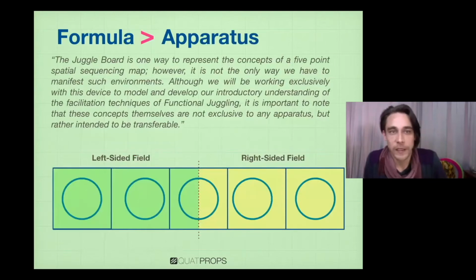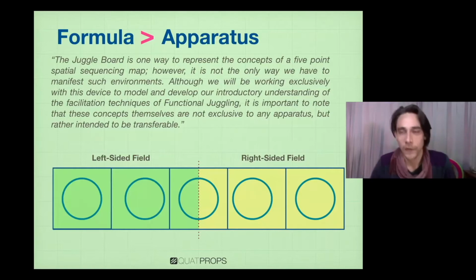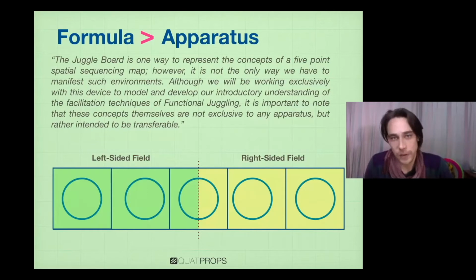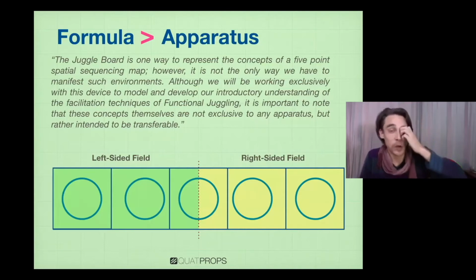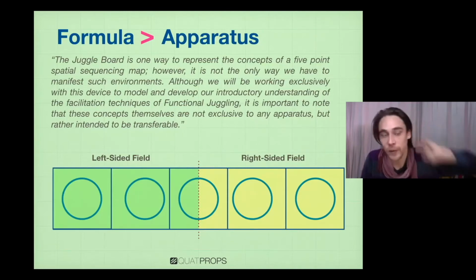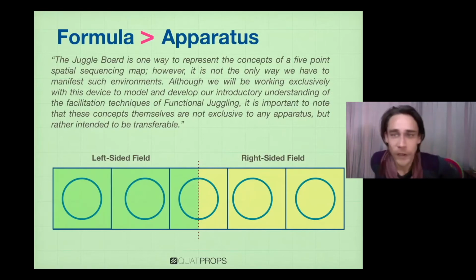To summarize that idea, the formula of the interaction is greater than the apparatus, right? This goes back to the concept of functional juggling not being the props that we use to facilitate it. Functional juggling is the intention and the philosophy behind the juggling. Spatial sequencing maps are the same thing: the intention and the philosophy behind the apparatus. We don't want to be limited by any one apparatus, because if we are, we can't make juggling accessible for everyone. So the juggle board is one way to represent the concepts of a 5-point spatial sequencing map. However, it is not the only way we have to manifest such environments.